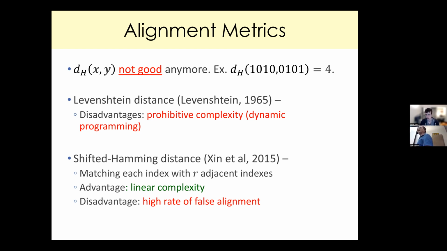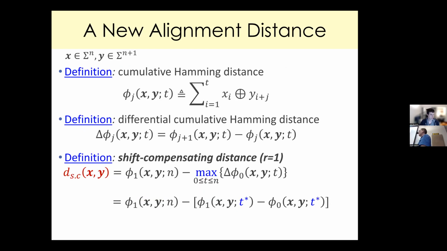We need other options. The Levenshtein distance is very good. It's maybe the most natural metric here, but it has very high complexity. And remember, we need to do it for each shift within the reference. So that's too costly. A low complexity alternative that was proposed a few years ago is called the shifted Hamming. It has linear complexity, but the problem, which we'll see soon, is that it has a high rate of false alignments. So what we propose is a new metric.